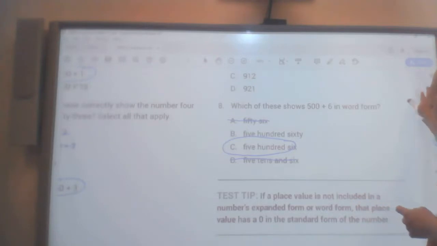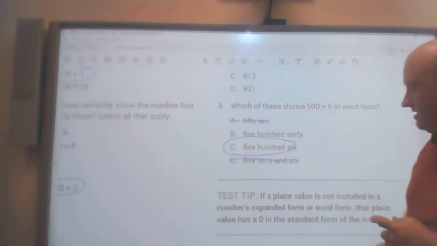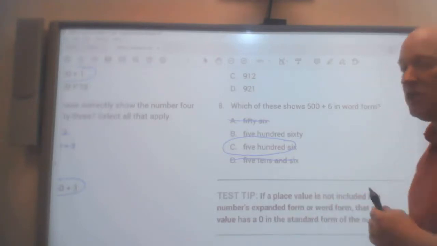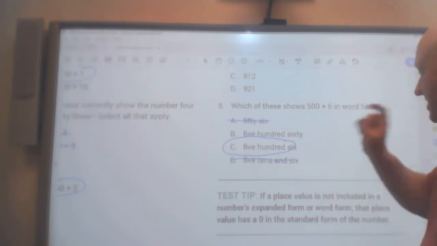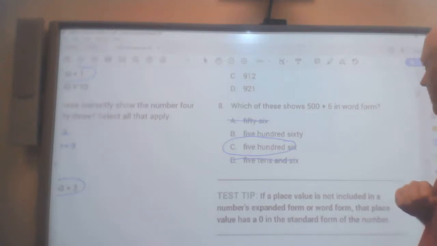Okay. Now, very easy, a test tip. If a place value is not included in a number's expanded form or word form, that place value has a 0 in the standard form of the number.